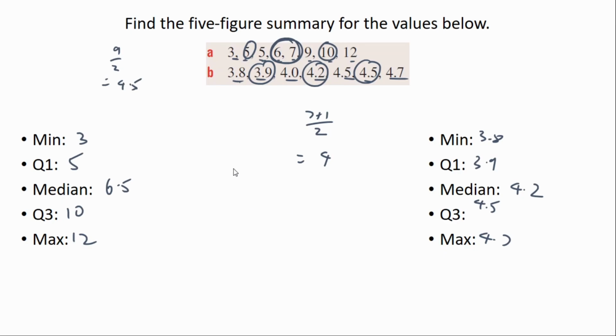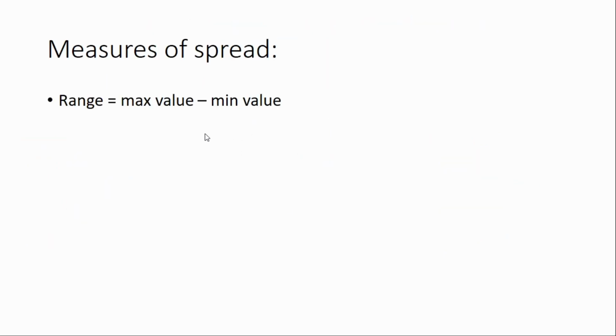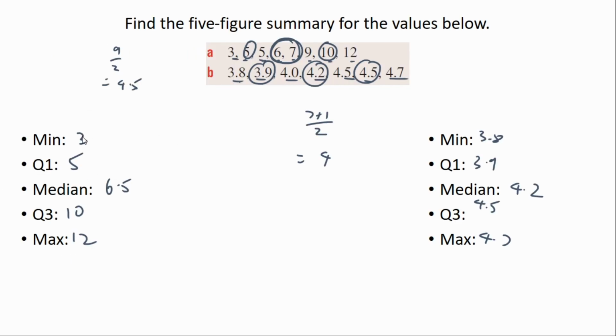Alright, next thing we need to know is the measures of spread. So let's have a look at these. Our first one is the range. You might be a bit more familiar with this one. That's just the max minus the minimum. So for these, you just do 12 minus 3. For that, you just do 4.7 minus 3.8.